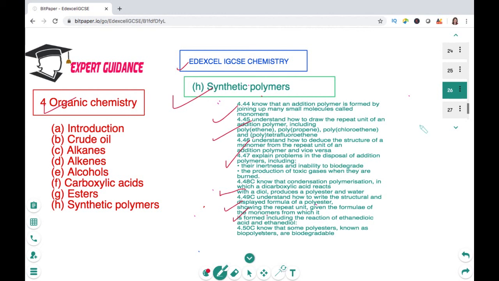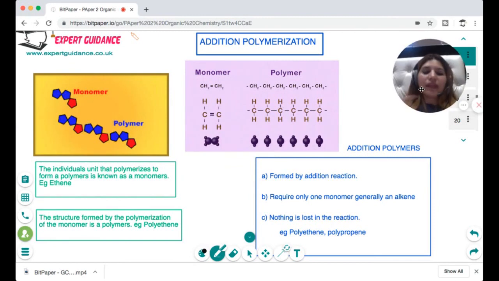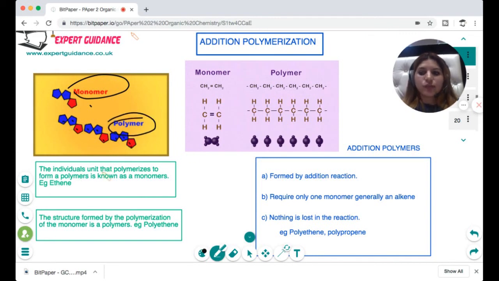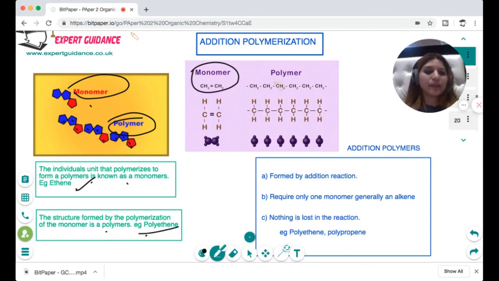So let's begin. Now we have done the functional groups. The last thing you need to do is the polymers. Now what are polymers? If you see in this figure, this is an individual unit, and you can see this is repeated, and this repeating unit is a polymer. The individual unit that polymerizes to form a polymer is known as a monomer. Example, ethene. So ethene is a monomer, and the structure formed by the polymerization of the monomer is the polymer. Example, polyethene. You can see CH2=CH2 is ethene, and it forms this polymer.